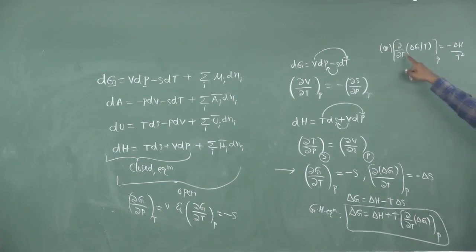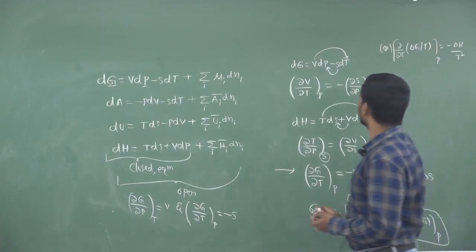Previously a question was given in a set exam: dou by dou T of delta G by T at constant P is equal to, and the options given were delta H by T square, minus delta H by T square, minus delta U by T square, plus delta U by T square, like that. If you take A at constant volume, what do we get? Minus delta U by T square.